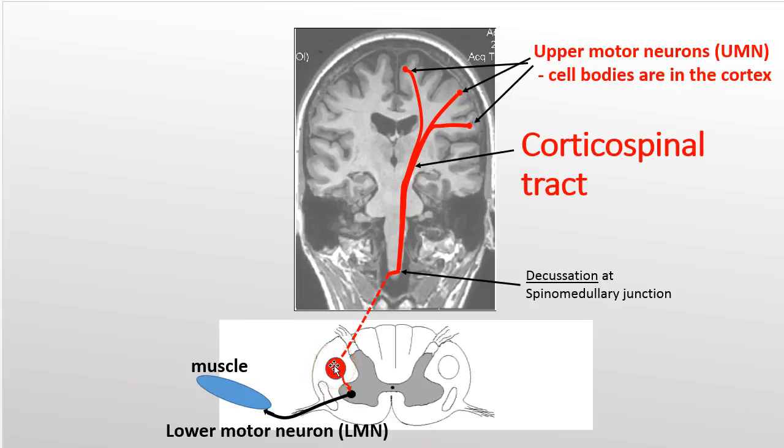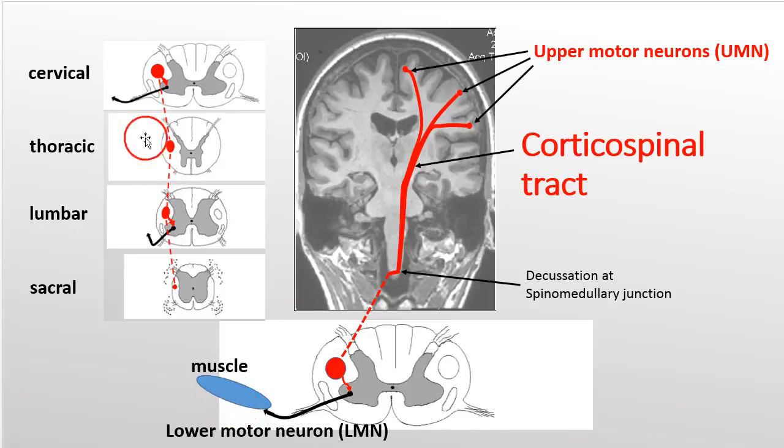Those axons travel down through this corticospinal pathway, and different axons will peel off at different levels of the spinal cord. And when they peel off, they will send their axons into the gray matter of the spinal cord, synapse on lower motor neurons, and those lower motor neurons will send their axons out through the ventral root to a muscle and be able to cause contraction.